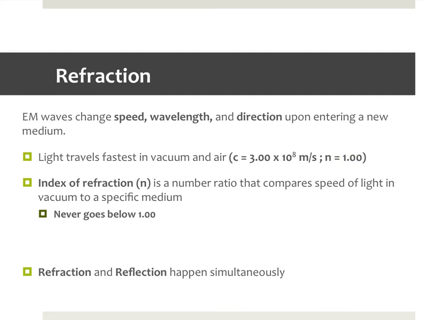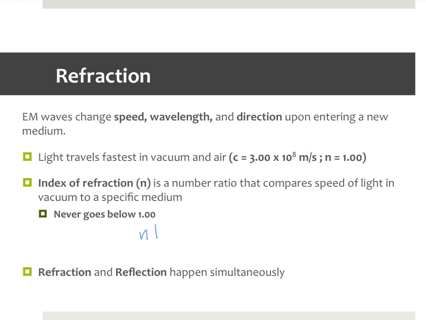What is the n value? That's the index of refraction. And it's a number ratio that compares the speed of light in a vacuum to a specific medium. And it never goes below 1.0. 1.0 is our smallest n value. And that tells you the fastest speed for light, 3 times 10 to the 8th meters per second. So you're always going to see n values that are higher than 1.